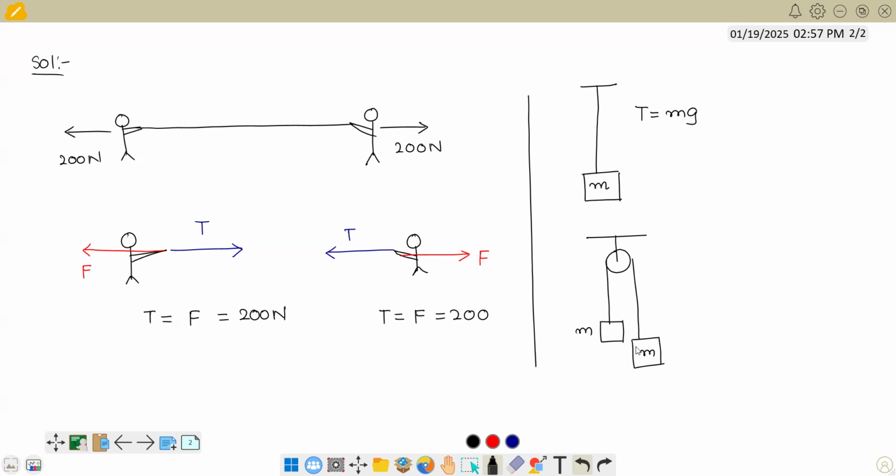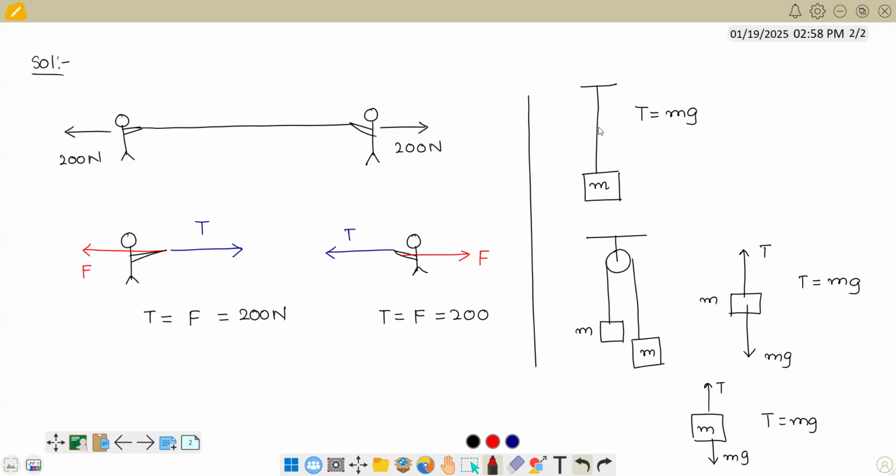Why? Because to find the tension, you have to draw the free body diagram of one of the bodies. If I draw the free body diagram for the body on the left, we have mg and tension T. Since there is no acceleration, I can write T equals mg. Similarly, if I draw the free body diagram for the body on the right, again you will get tension T and mg. So it might appear as though in this case the tension is 2 mg. If only one person is pulling, it would be 200. If two persons are pulling, it would be 400. But it is wrong. Once you draw the free body diagram, things would make sense.